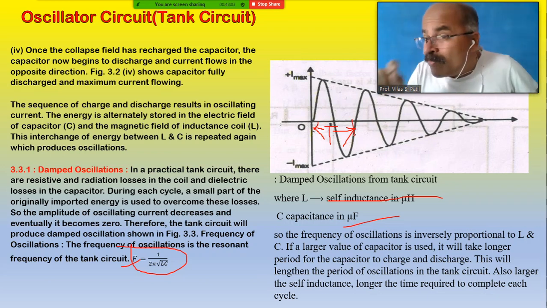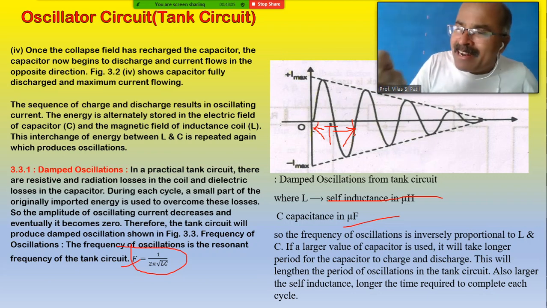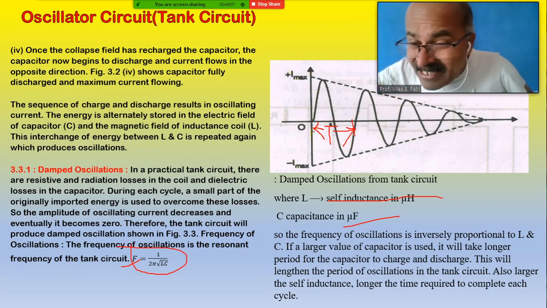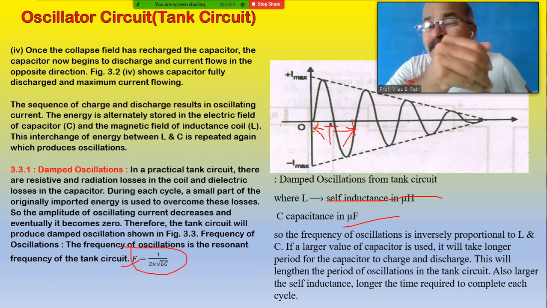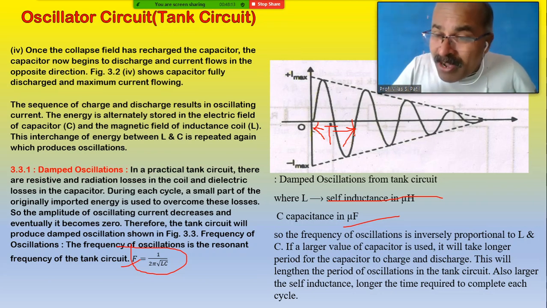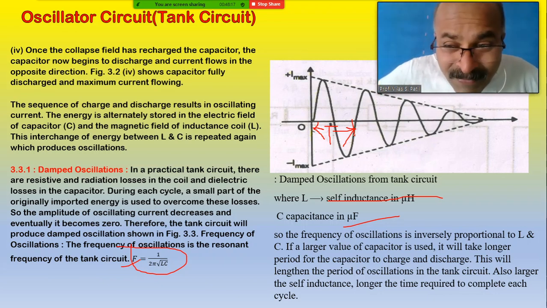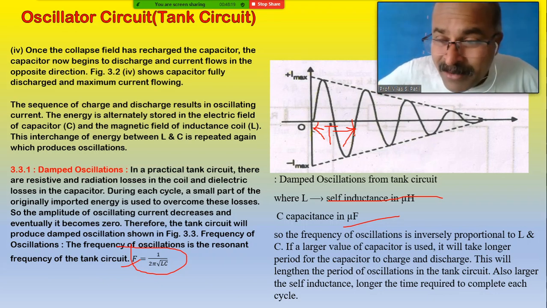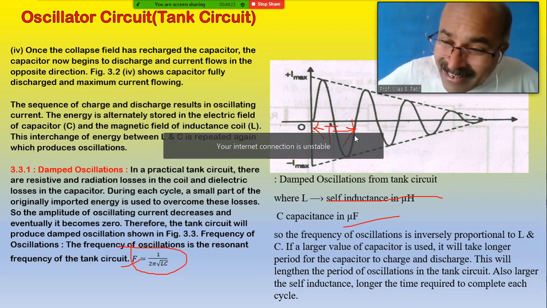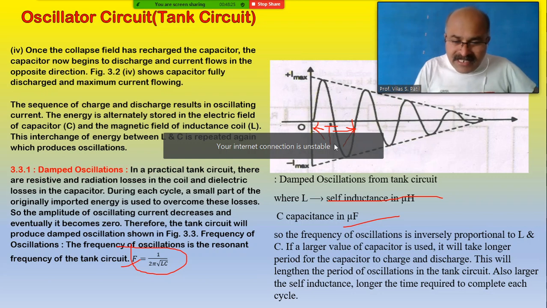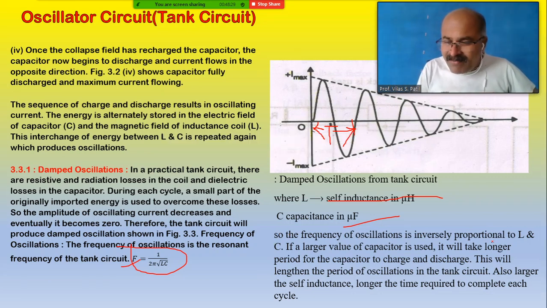The periodic time of the wave depends upon the magnitude of the inductance and capacitor. By changing them, one can change the periodic time. And f is equal to the reciprocal of the periodic time, so the frequency will change. So the frequency of the oscillation is inversely proportional to the inductance and capacitor.